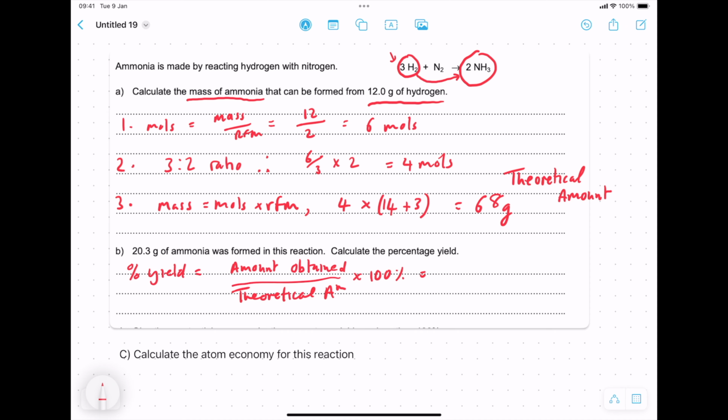It'll be 20.3, which is the amount that was actually obtained in the experiment. Theoretically, we should have had 68. So we times that by 100, and 20.3 divided by 68 gives us a percentage of 29.85, so 29.9%. So just under 30%.